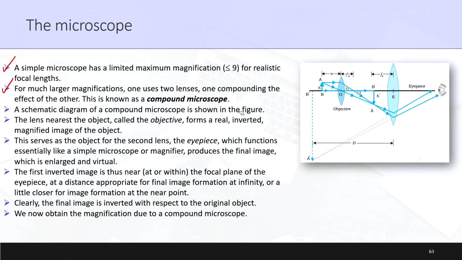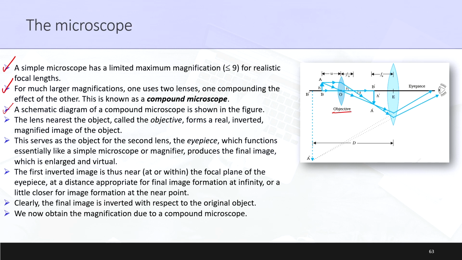Let us see what is happening. First of all, the lens nearest to the object, which is called the objective, forms a real, inverted, magnified image of the object.